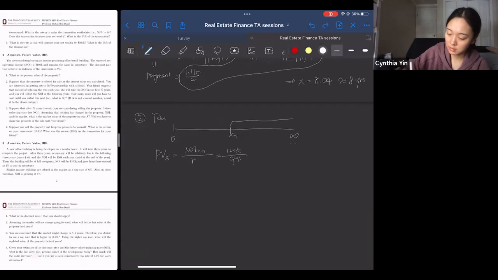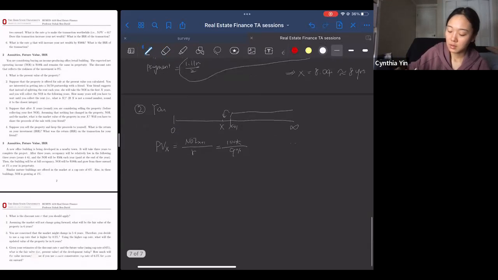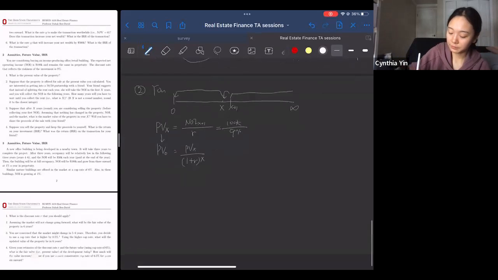One thing that you need to take into consideration is this present value of perpetuity is at year X, not X plus 1. Then you need to discount it back because your payment occurs at time 0. And the present value of this perpetuity at time 0 is the present value at X divided by 1 plus R to the power of X, because you need to discount it back by X years.